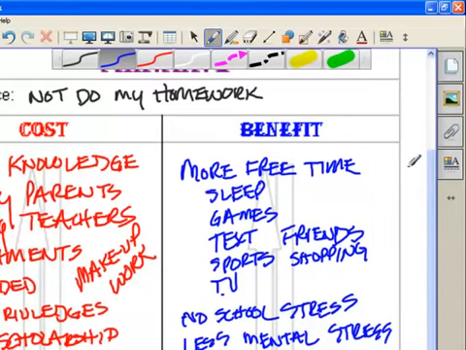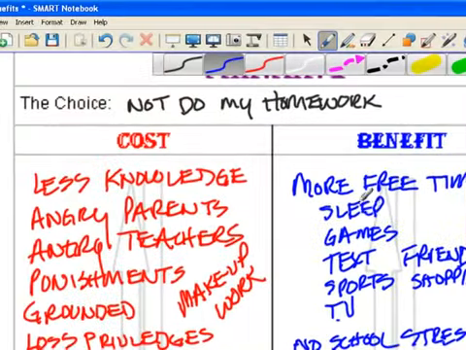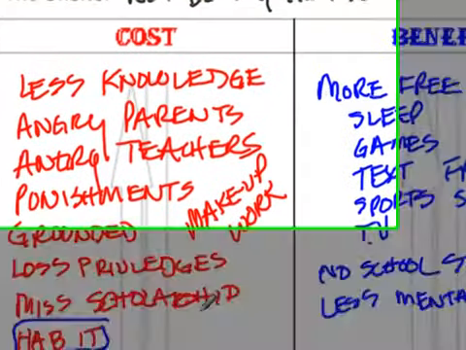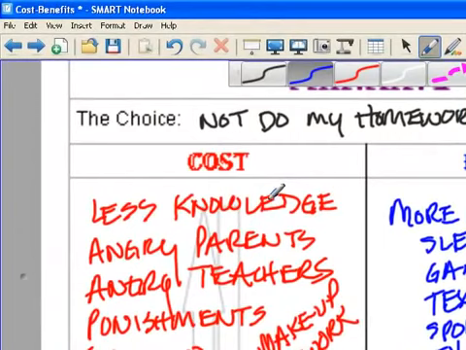Think about it. The same thing goes for hitting your brother. If you have a huge cost list for hitting your brother and only a tiny little benefit list, like made me feel better now, okay? If that's the only benefit, then it's probably wise not to hit your brother. Now, it would be nice if we didn't have to force you to think of these things. But human nature says, don't think about the cost. Because if you think about the cost, what are you not going to do? You're not going to make that bad choice, are you? So that's why we want you to think about the costs and the benefits.